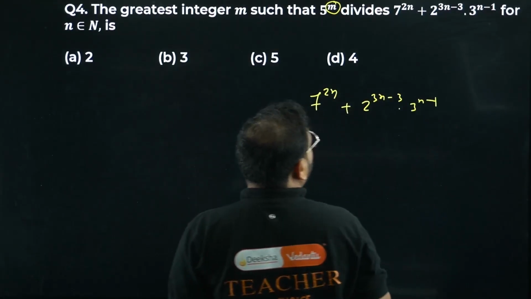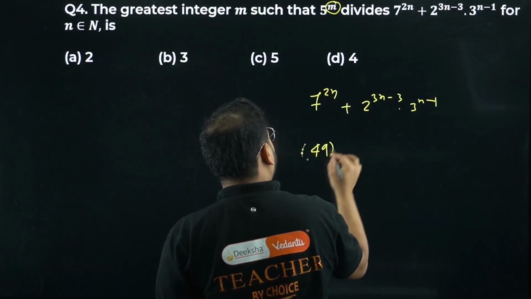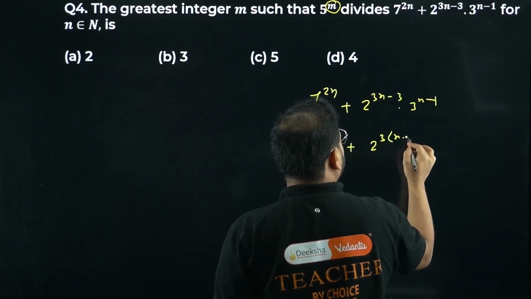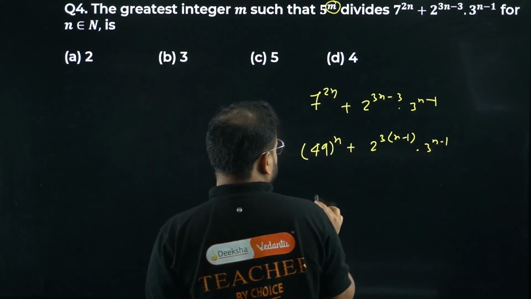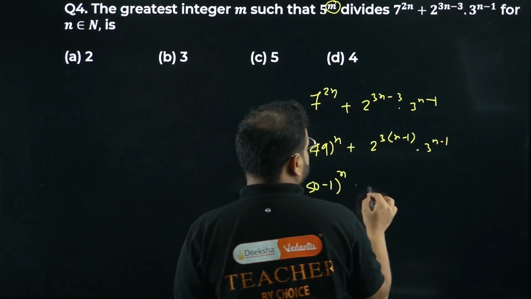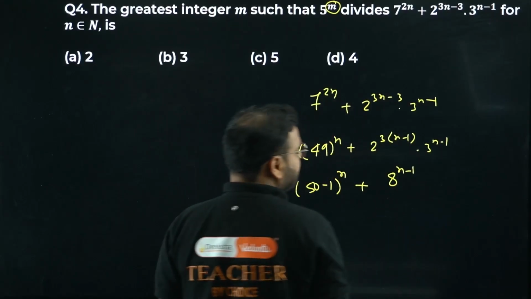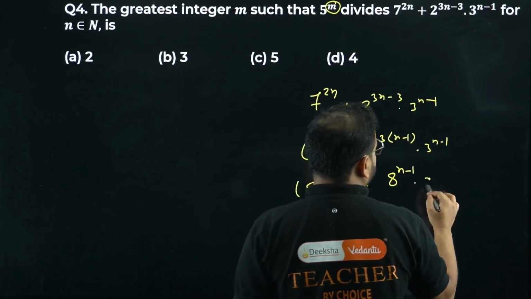I can simplify this. It will become 7 square will be 49 power n plus, I can write this 2 power 3n minus 1 times of 3 n minus 1. So I have this as 50 minus 1 power n plus 2 power 3, how much? 8 power n minus 1. 2 power 3 will be 8, okay, and into 3 power n minus 1.